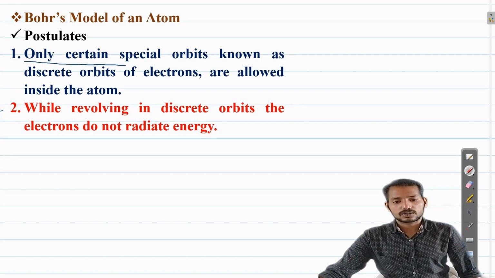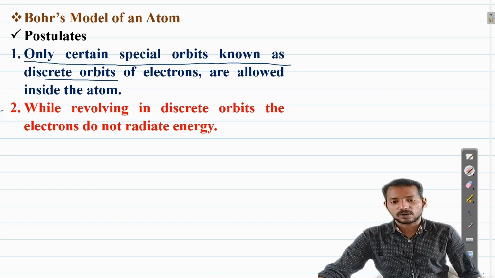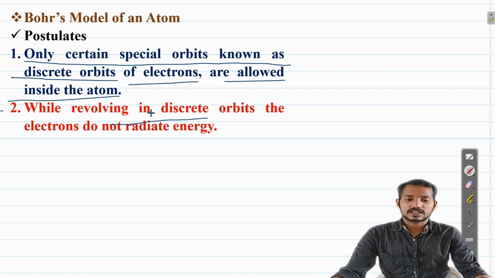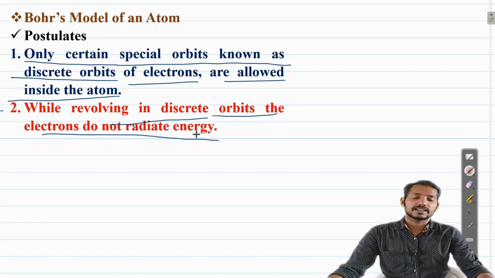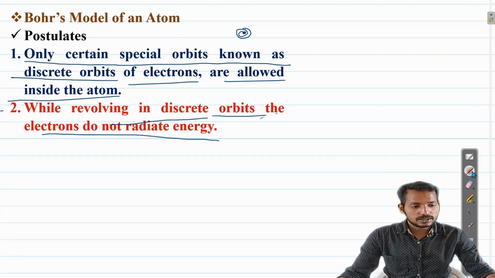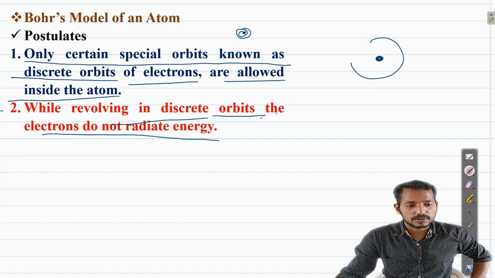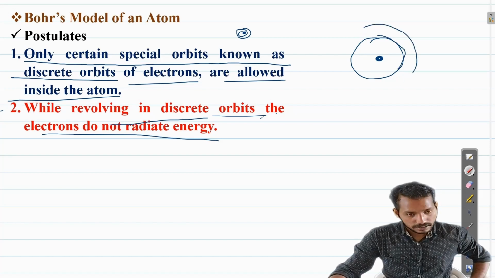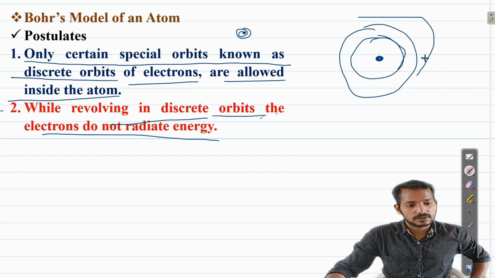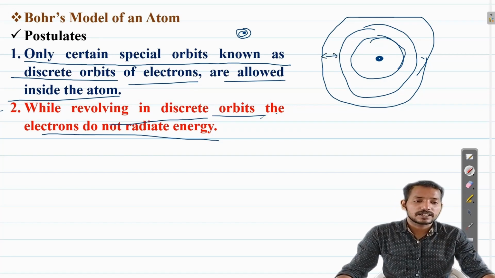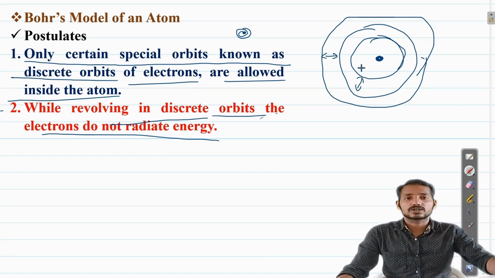Only certain or special orbits, known as discrete orbits of electrons, are allowed inside the atom. While revolving in these discrete orbits, electrons do not radiate energy. So according to this theory, it was clearly mentioned that one orbit, this is the nucleus suppose, and this is the first orbit suppose, and the second orbit will not be like this. It will be like this. Another orbit will be like this. That means there is a gap between each orbit, not continuous orbits, instead discrete orbits.